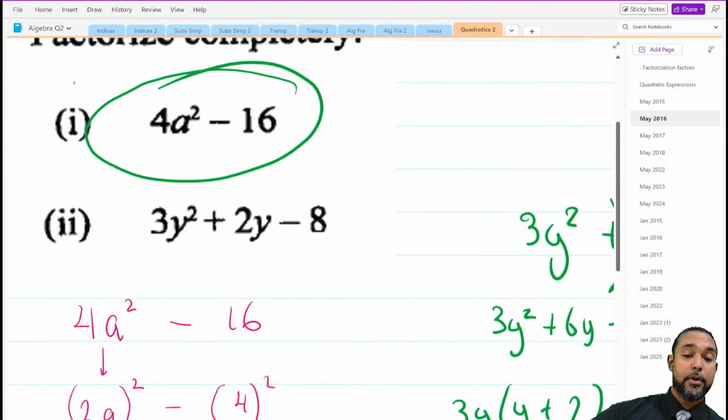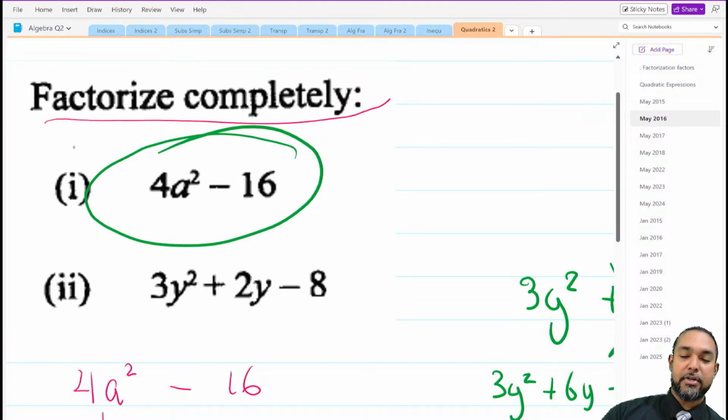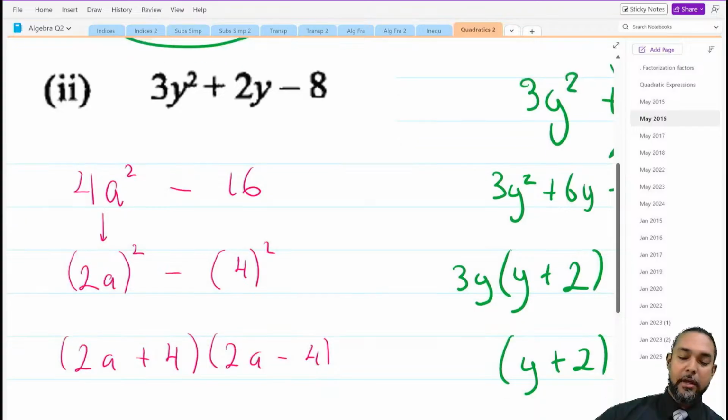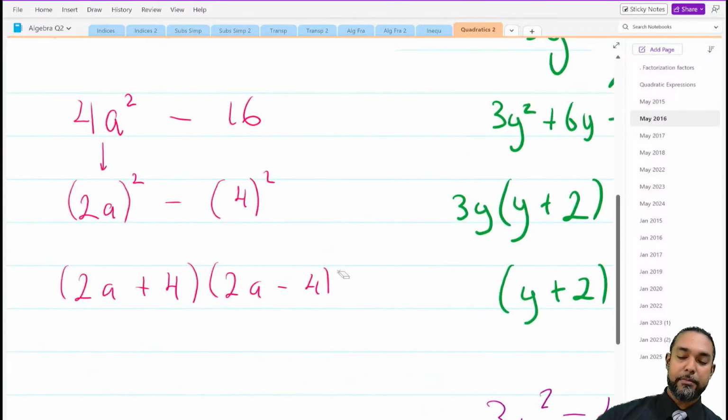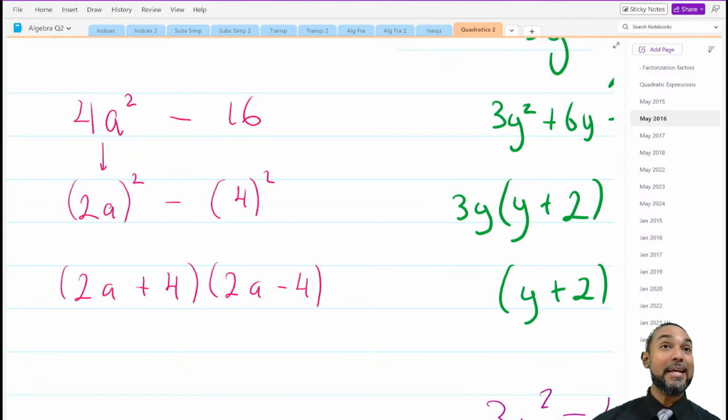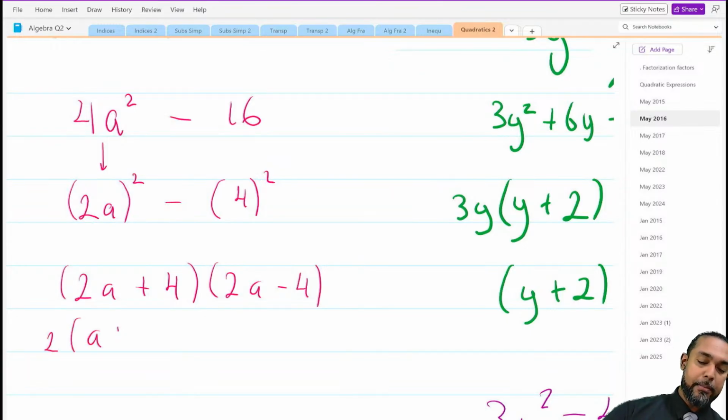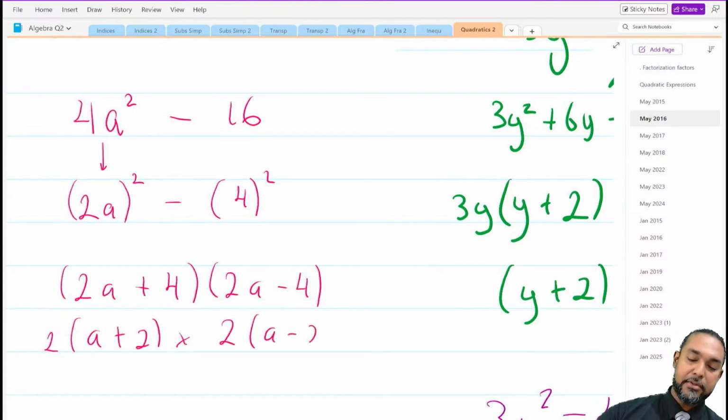Now, what is this instruction here? Completely. If you were to do this, you would not have factorized completely. Because between 2a and 4, there is another factor: 2. So you can pull out 2 from the first bracket and get a plus 2. And you can pull out 2 from the second bracket and get a minus 2. And when you multiply 2 by 2, guess what you're going to get? 4. So you get 4 by a plus 2 by a minus 2.